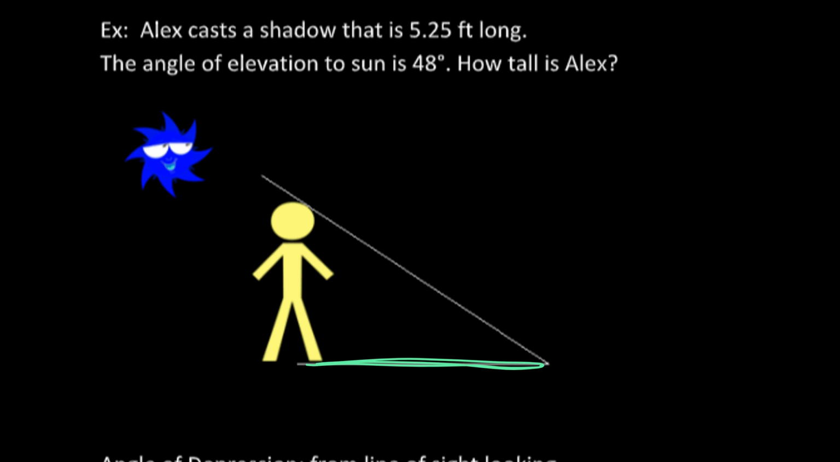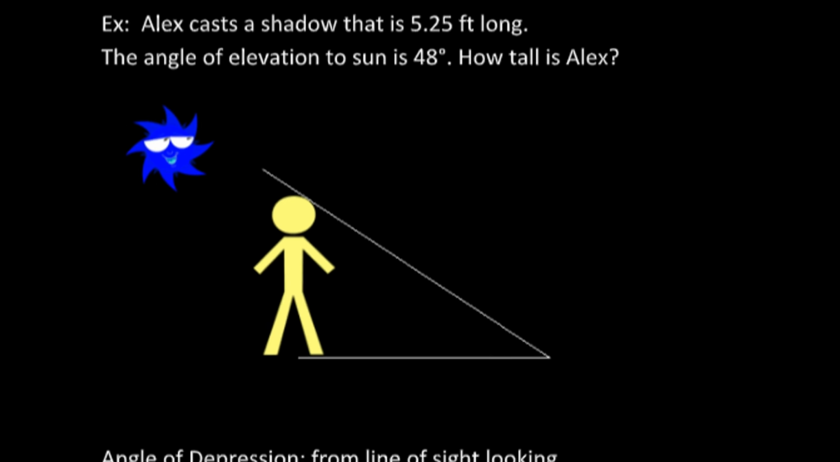Alex casts a shadow that is 5.25 feet long. The angle of elevation to the sun is 48 degrees. How tall is Alex? So, where is Alex's shadow? If the sun is in front of you, your shadow is going to be behind you right here. It is 5.25 feet long.